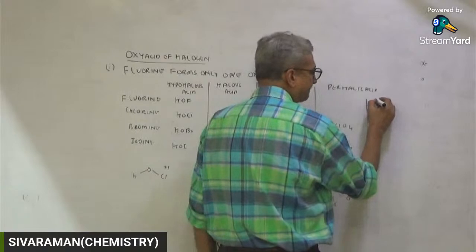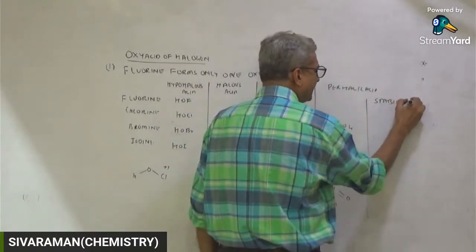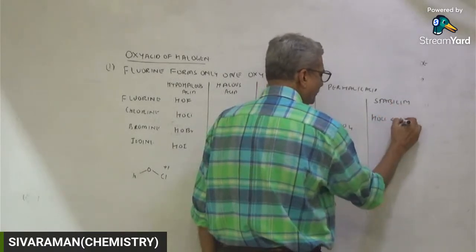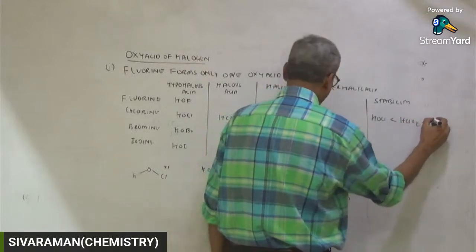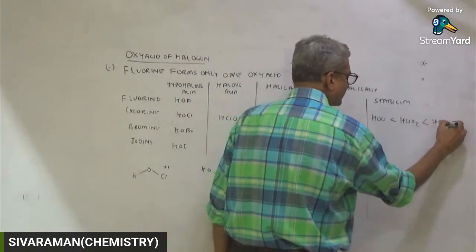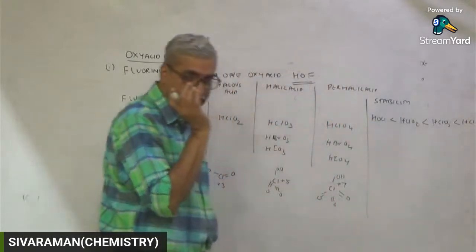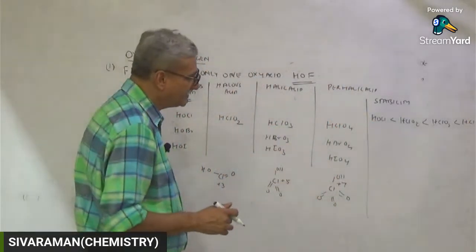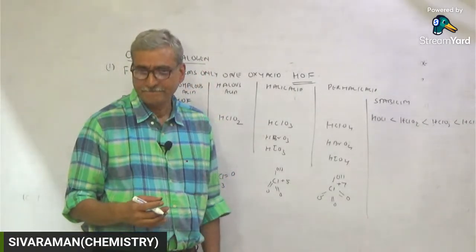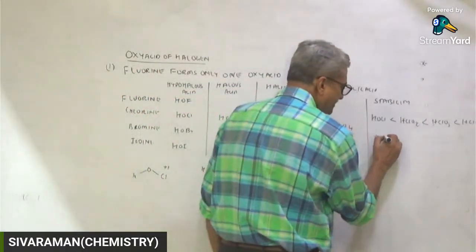What is the effect of this? Oxidizing power. Let us talk of stability. Stability is HOCl less than HClO2, less than HClO3, less than HClO4. So perchloric acid is the most stable acid. But if it is less stable, that means it's going to give out oxygen very easily. Its oxidizing power will be exactly opposite. So oxidizing property.